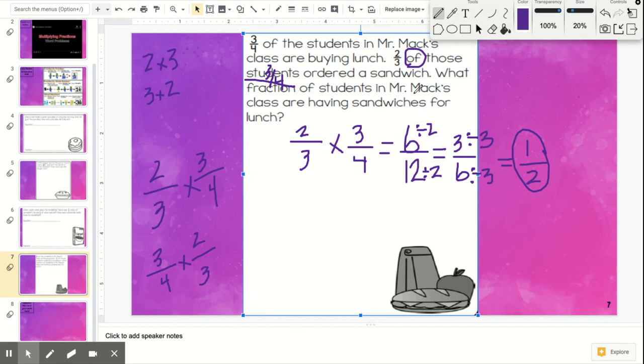Now, what does that mean for this word problem? Let's go back and read the question. What fraction of students in Mr. Mack's class are having sandwiches for lunch? 1/2 of his students are having sandwiches for lunch.